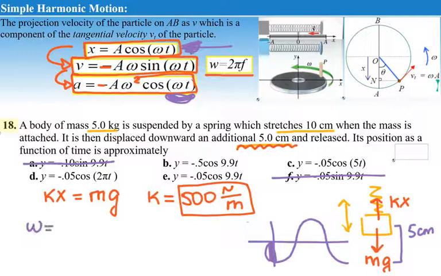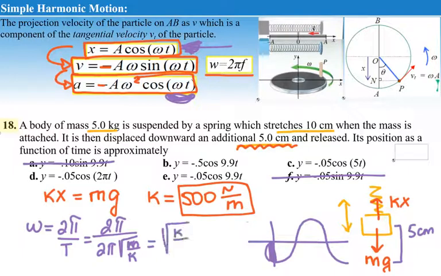So omega is equal to 2 pi over the period. The period of the spring is 2 pi times the square root of m over k, so omega is the square root of k over m. And if I plug in my k and m, I will find that omega is 10 radians per second.